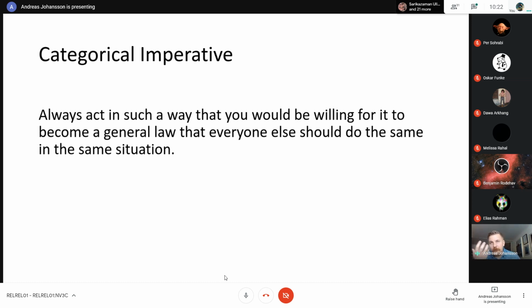So you should aim towards all the actions that you do, your acts, that you should always think: all right, do I want everyone else to do this? Should it become a general law that everyone else would do the same thing? Then you're acting in a good way.